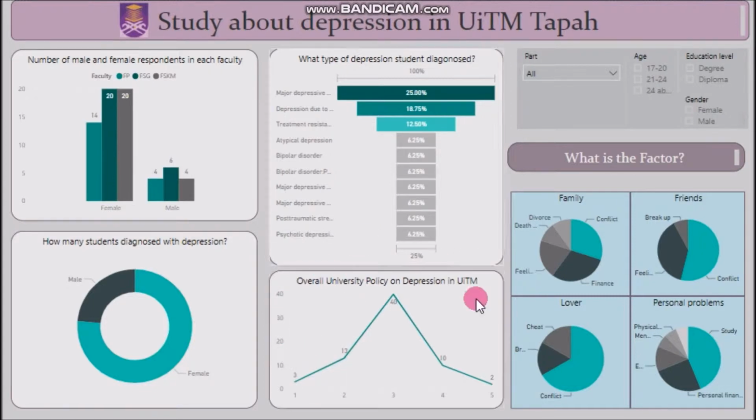For the fourth graph, which is a line graph, the data is about the overall university policy on depression in UiTM Tapah. And the fifth graph shows the factors of depression experienced by the students in UiTM Tapah. There are 4 symptoms in that factor, which are family, friends, lover, and personal problem. Alright, now let me explain each graph one by one.